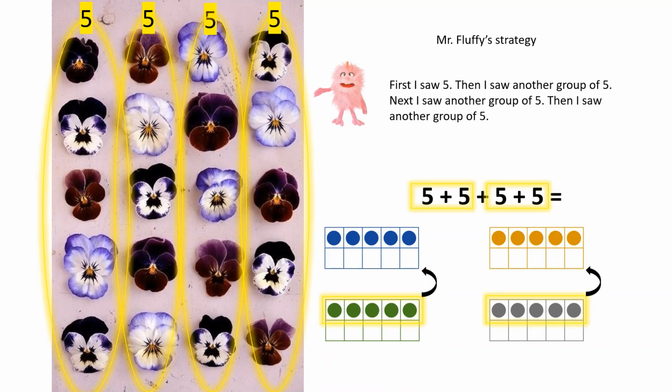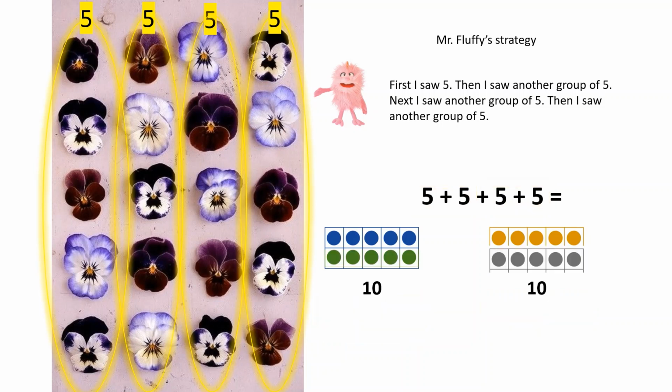Yes, to make a 10, we can combine our different 10 frames and combine our numbers to make a group of 10. So we took 5 plus 5 and made 10, and then we took the other group of 5 plus 5 to make another group of 10. Now, mathematicians, we can use one of our doubles facts. What is 10 plus 10? Yes, the sum of 10 plus 10 is 20. 10 plus 10 is the same as 20.